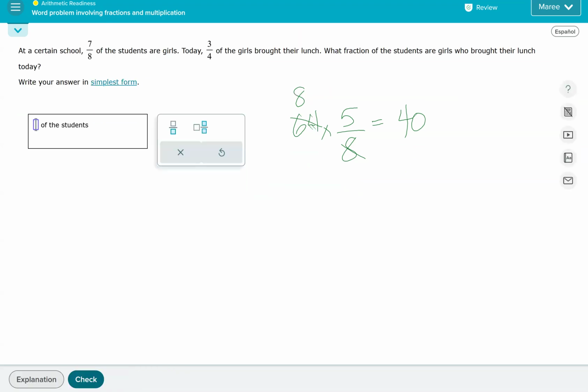Let's do another one. At a certain school, 7/8 of the students are girls. Today, 3/4 of the girls bought their lunch. What fraction of the students are girls who bought their lunch today?